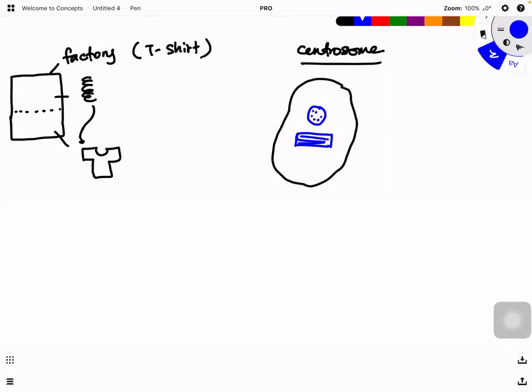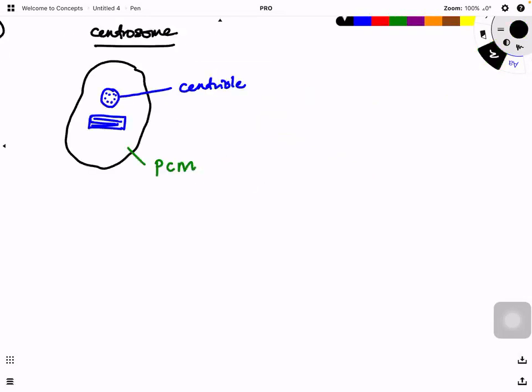One is the centriole, the blue color centriole. Another one is the pericentriolar matrix. So what does the pericentriolar matrix do? The protein here helps us to form spindle microtubule. Are you clear? It forms spindle microtubule.